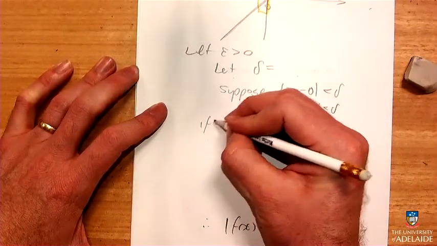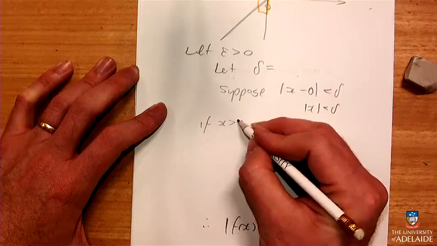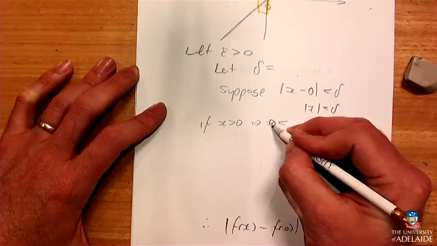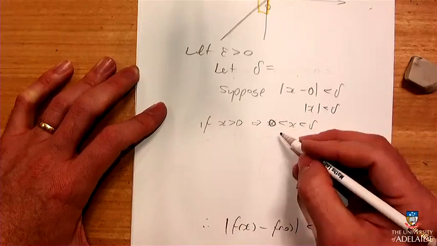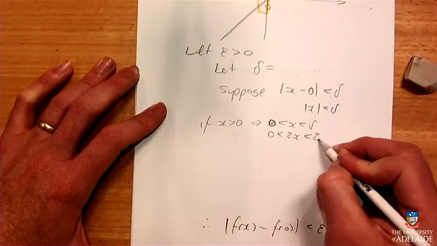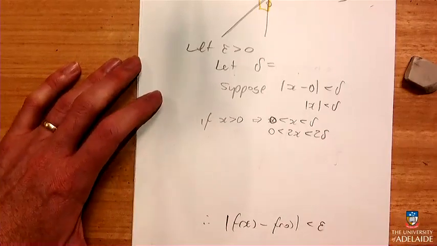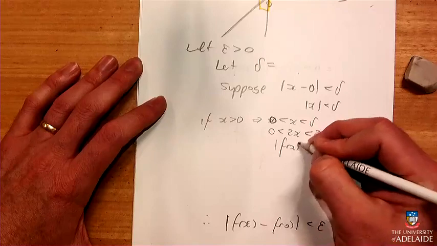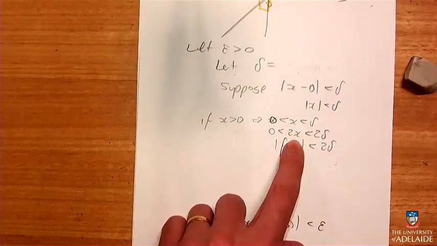So if x is positive, then x is between 0 and delta, which means that 2x is between 0 and 2 delta. So the absolute value of f of x is less than 2 delta, because that's what f of x is there.